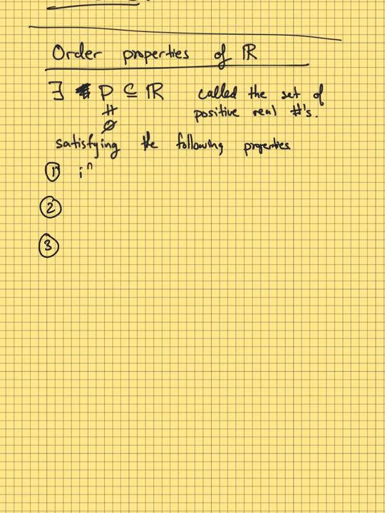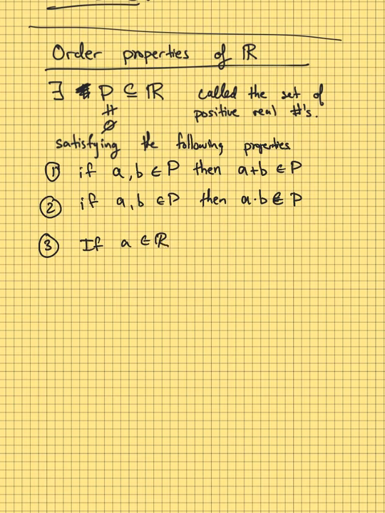Okay, so the first one is, well, if A and B are in this set P, then A plus B is also in this set P. Okay, so if you add two positives, you get a positive. Same thing for multiplication. So if A, B are in P, then A times B is in P. And then finally, this is one of the crucial properties. If A is in R, then exactly one of the following happens.